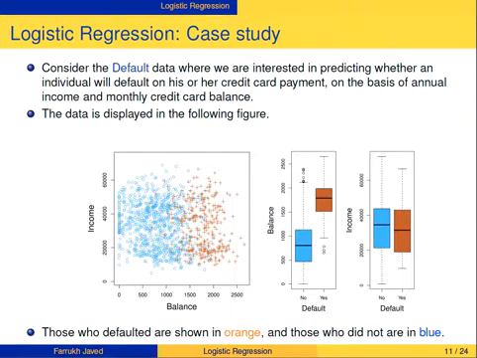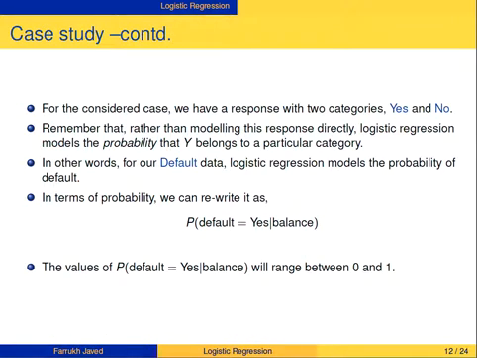So just look into this diagram and try to understand what else you can explore from this graph. Now, for a considered case, we have the response with two categories, yes and no default, for instance. Remember that rather than modeling this response directly, logistic regression models the probability that y belongs to a particular category, right? In other words, for our default data, the probability of default will be written like that. So default is equal to yes depending on your balance, or default is yes depending on your income, right? And this probability will range between 0 and 1.